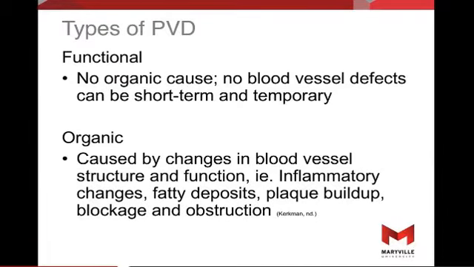Types, so there's a functional and there's an organic. Functional is no organic cause, no blood vessel defects, and can be short-term or temporary. Organic causes are actually changes in the blood vessel structure and function. Examples would be inflammation, fatty deposits, plaque buildup, blockage, and obstruction.